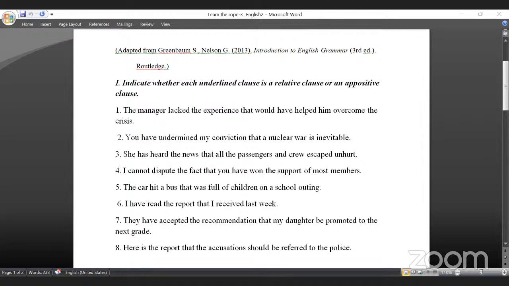So where is the clause part here? If you can pick it out for me in the sentence. Which is the subordinate clause part here? That much you should be able to know by now. Would have helped him overcome the crisis. Subordinate. So it should be that would have helped him overcome the crisis. Now study that carefully. The manager lacked the experience that would have helped him overcome the crisis.